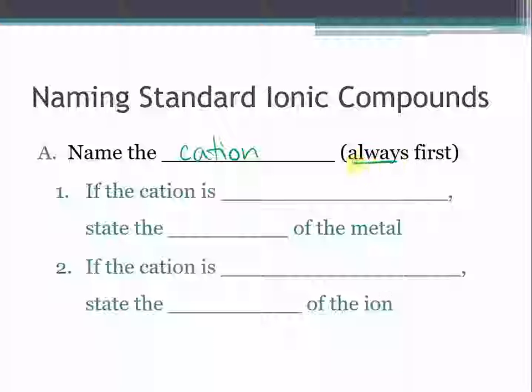The cation will always come first, right? The cation is positive, and you should always put your positive foot forward. So the cation will come first. If it is monatomic, monatomic meaning made of one element, one atom.